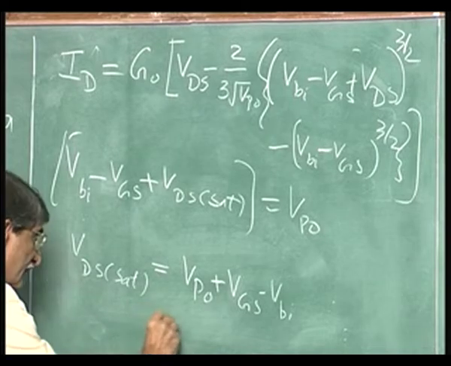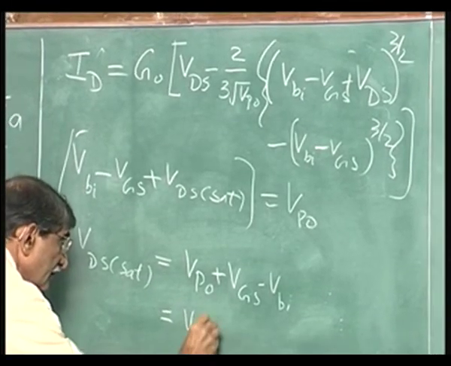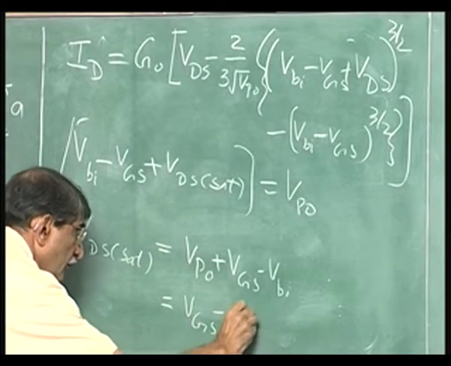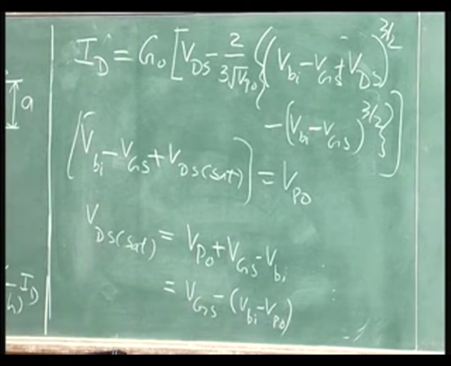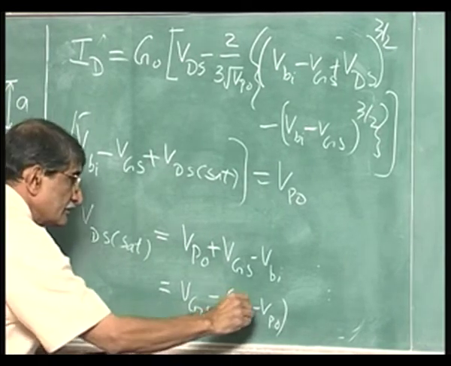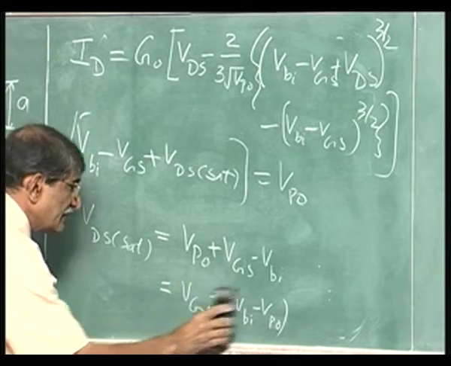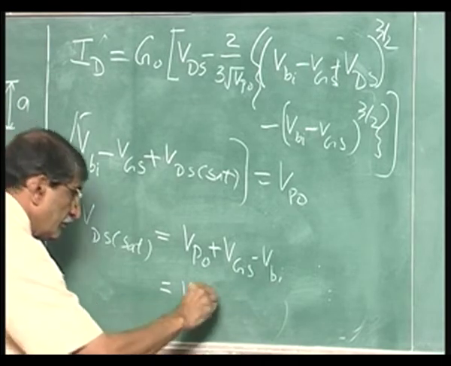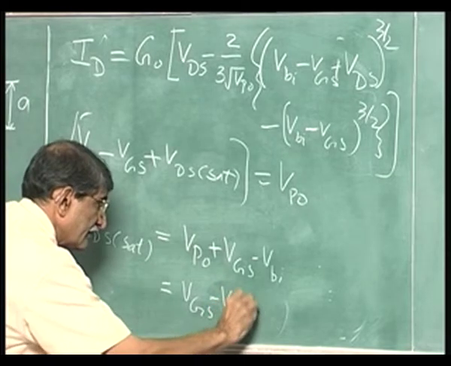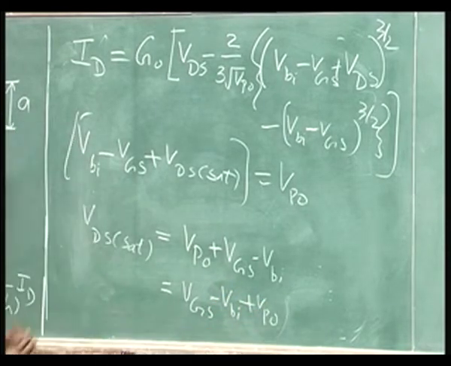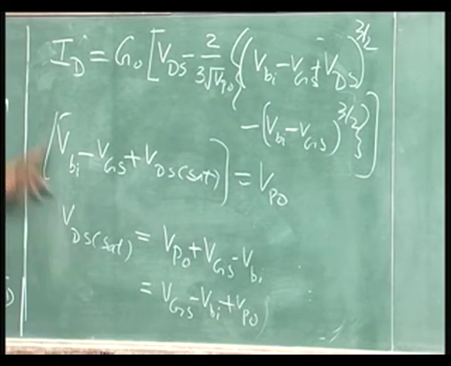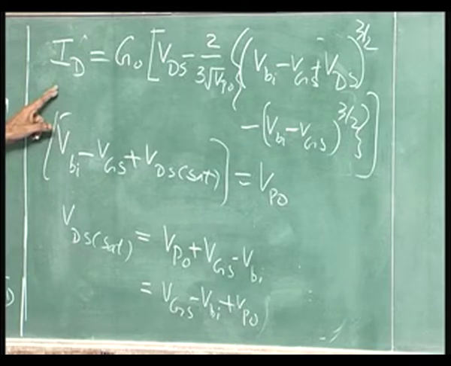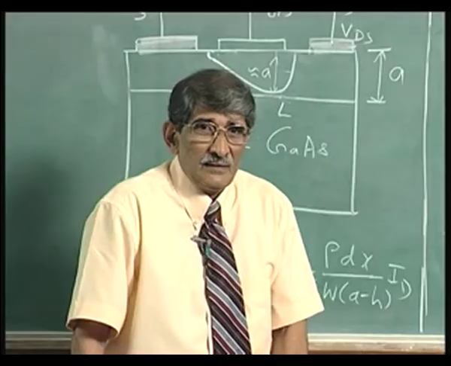or we have to put V g s is equal to V g s minus V p i plus V p 0, V g s minus V b i plus V p 0. Okay. I will leave it at that. So, what we want to see is how this equation gets modified. Ultimately, we want to correlate it to terms like threshold voltage. Okay. That we will see.